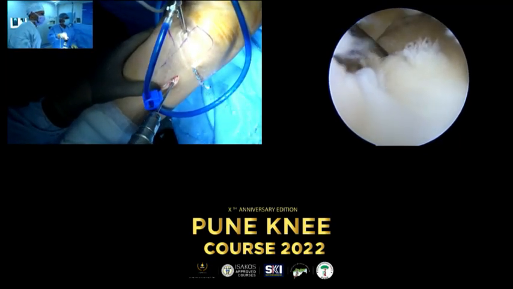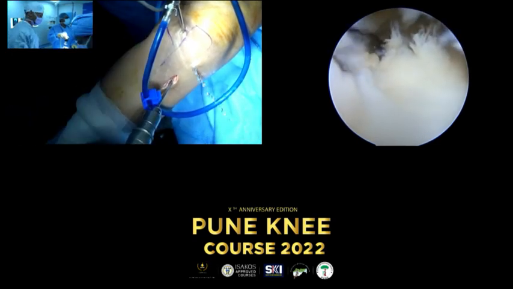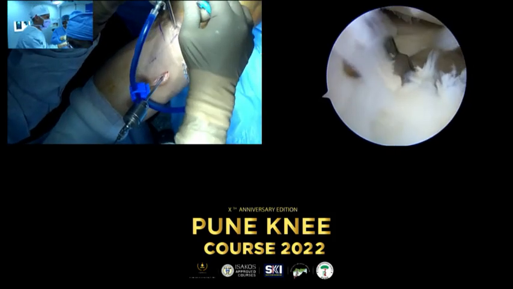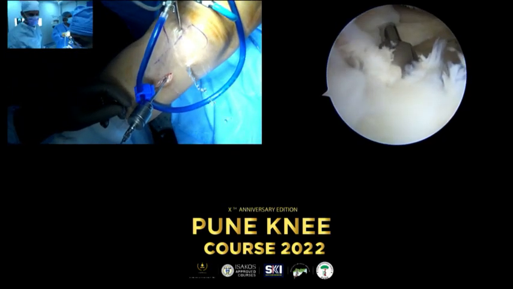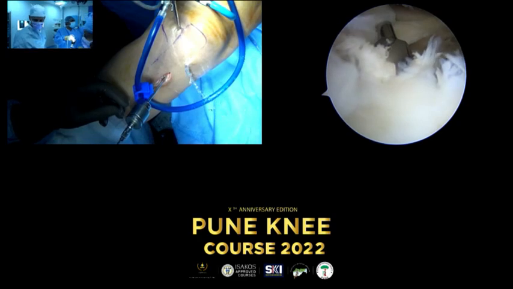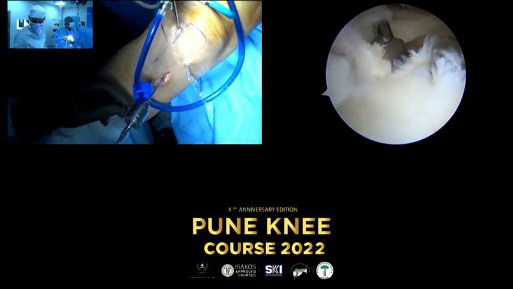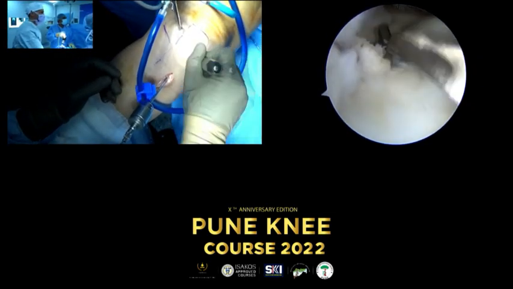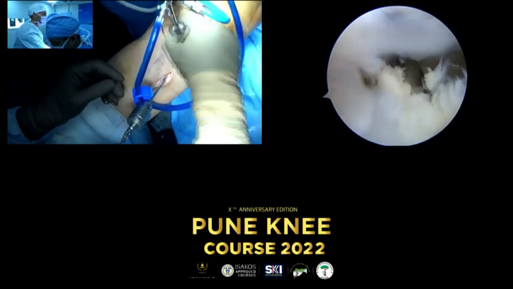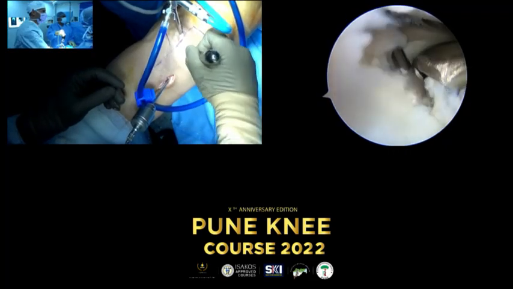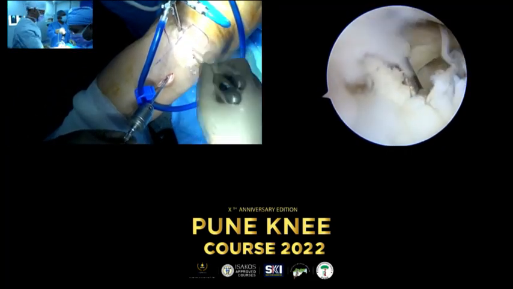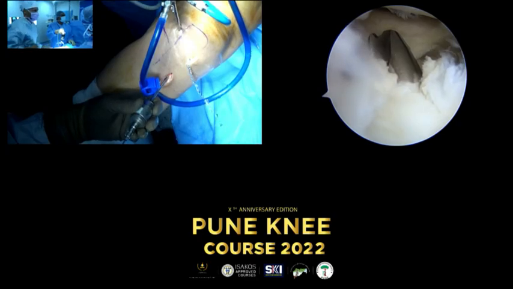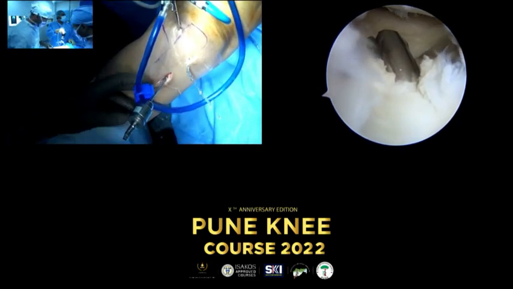Okay, there we go. I will need a small spoon. I will keep this here. Do we have a spoon? I will resect this. No, just a small curette. Exactly, perfect. There we go. So you're just trying to increase the surface area now and expose some cartilage? Yes, exactly.